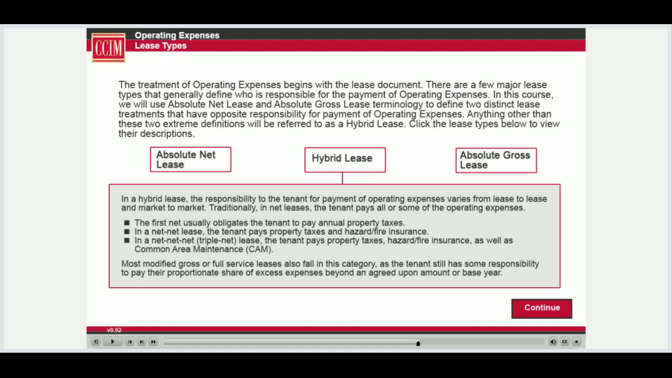The first net usually obligates the tenant to pay annual property taxes. In a double net lease, the tenant pays property taxes and hazard fire insurance. In a triple net lease, the tenant pays property taxes, hazard fire insurance, as well as common area maintenance, CAM. Most modified gross or full service leases also fall in this category, as the tenant still has some responsibility to pay their proportionate share of excess expenses.